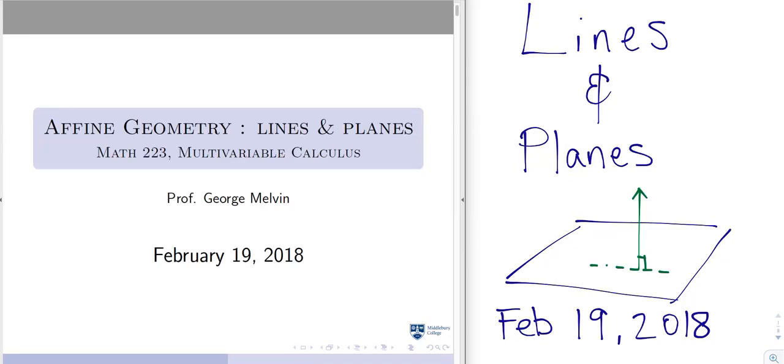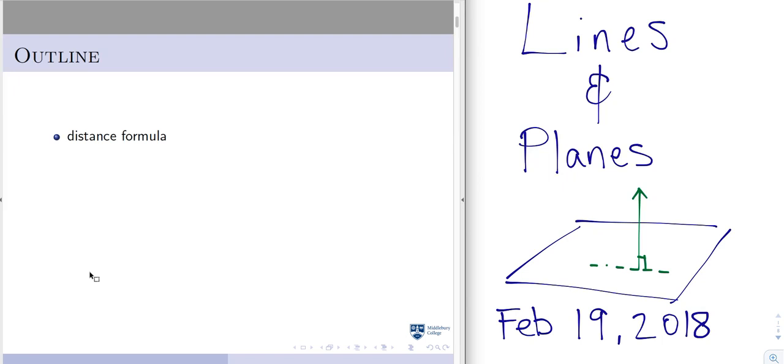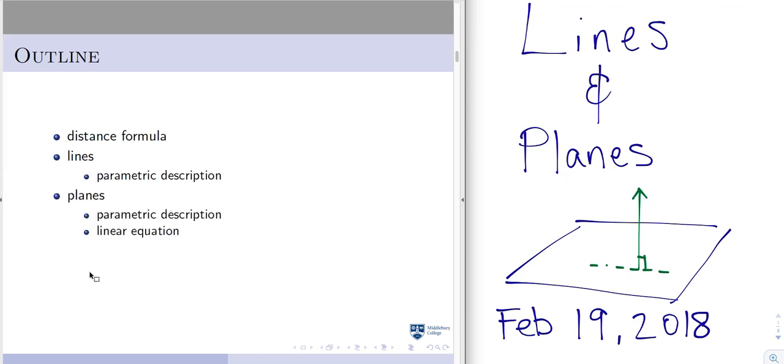We're going to look at some affine geometry. This is really just the geometry of lines and planes. First, we're going to recall the distance formula. Then we're going to look at lines. In particular, we're going to think about parametric descriptions of lines.